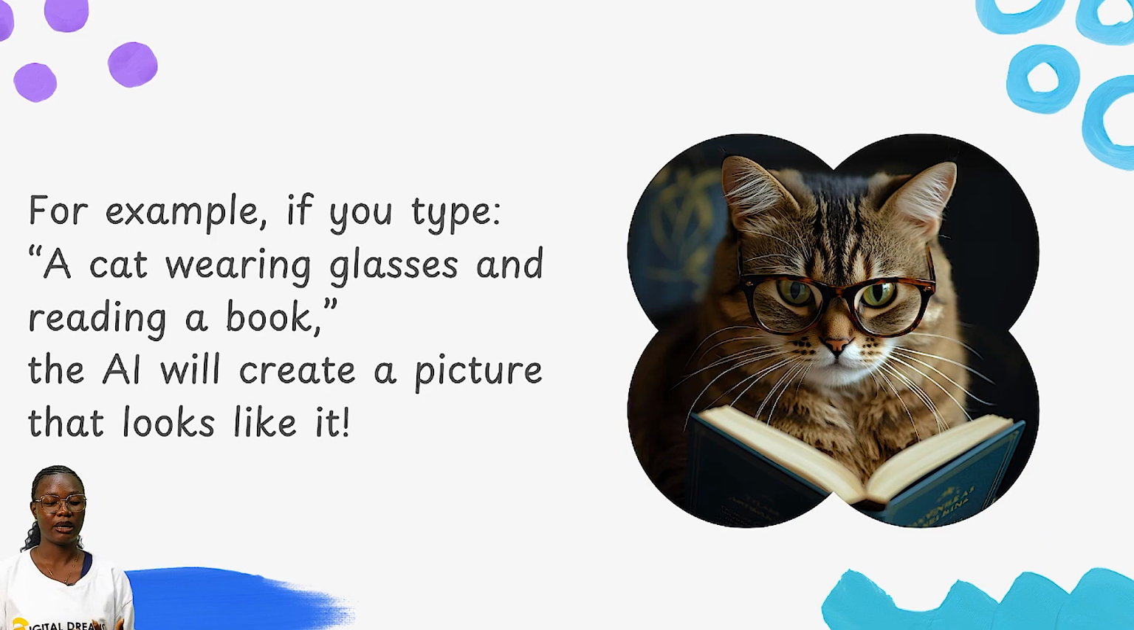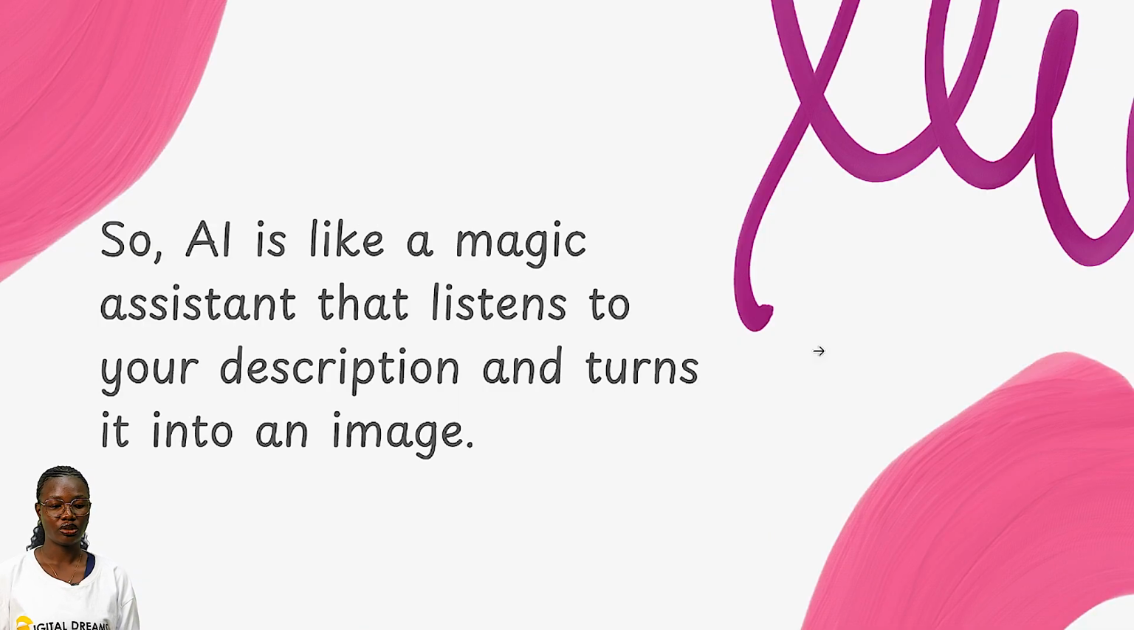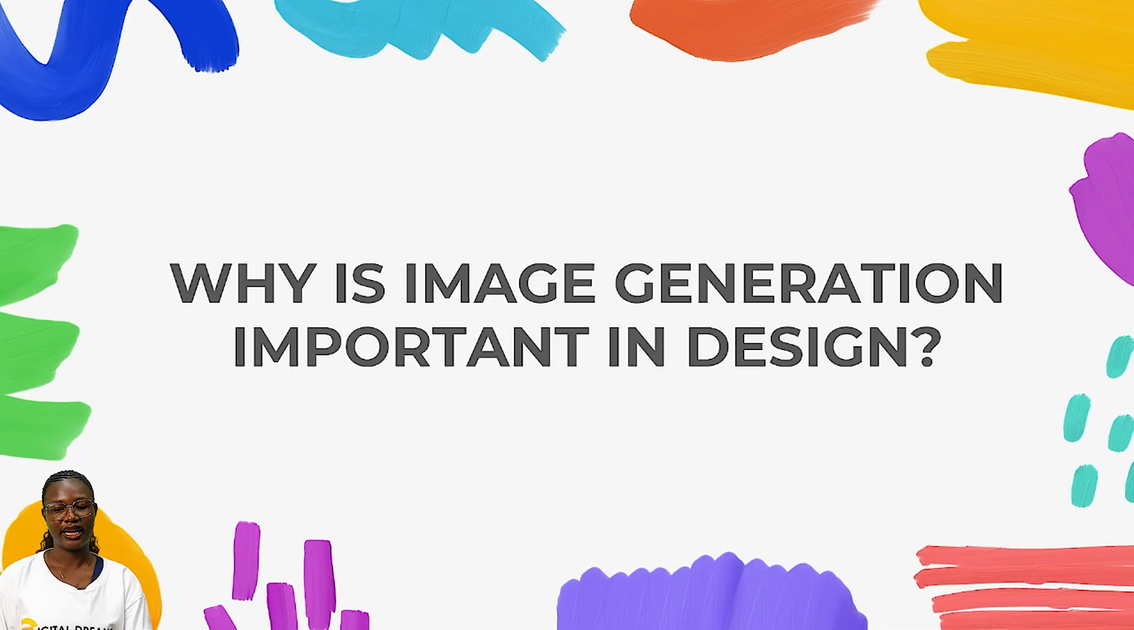For example, if you type a cat wearing glasses and reading a book, the AI will create an image that looks like that. Like this image you can see right here, I generated it using AI. You can see a cat wearing glasses and he's reading a book. So AI is like a magic assistant that listens to your description and turns it into an image. Why is image generation important in design?